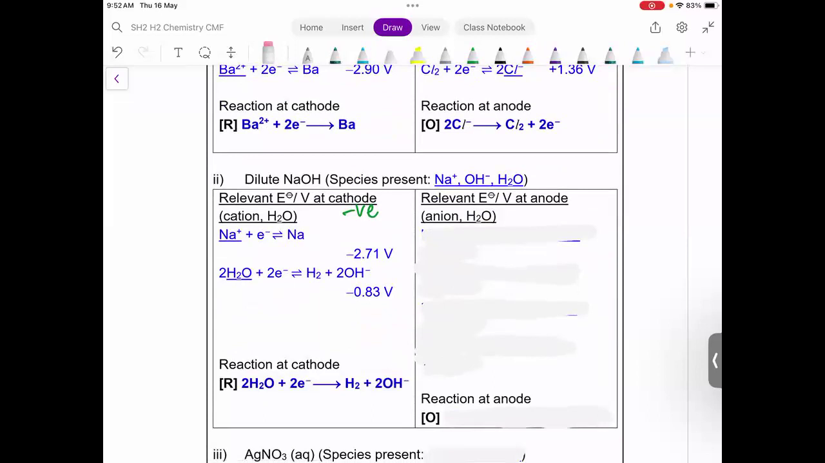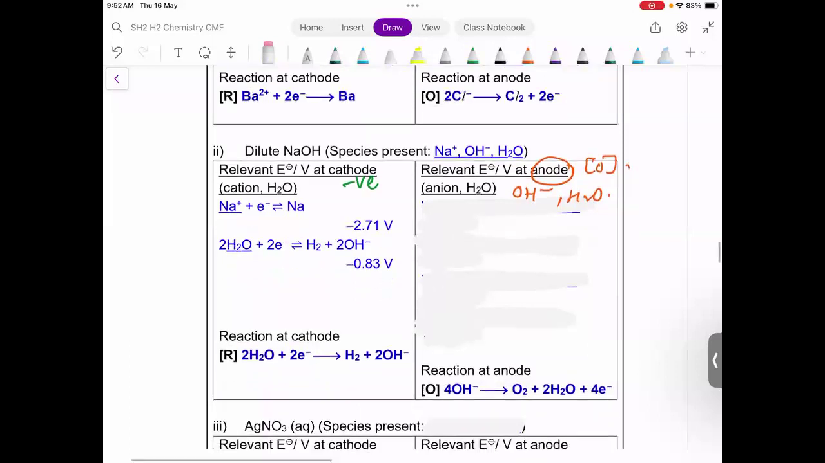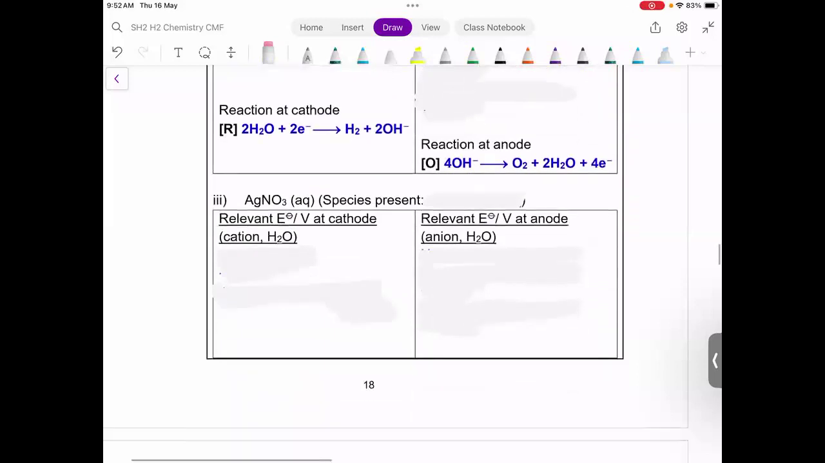Quite straightforward. Then the anion here, for the anode, we are considering oxidation. So it will consider oxidation of hydroxide and oxidation of water. Between these two, which one will be oxidized? Which one will be oxidized? Hydroxide. So this will be the preferred equation.